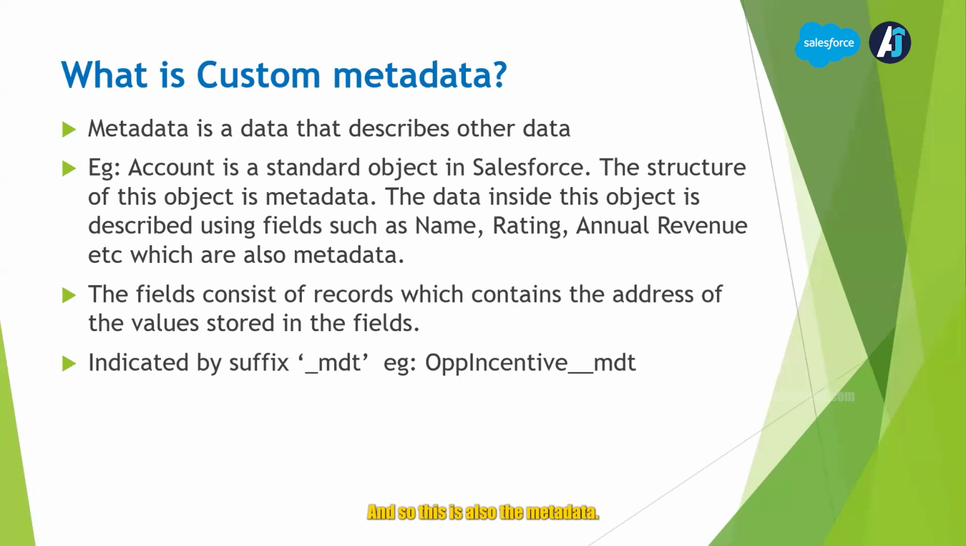So this is also metadata. The fields inside the object are also metadata. Now these fields also contain records, and these records contain the values stored in the fields. So these records are also metadata. Metadata is indicated by a suffix, underscore MDT. I'll show in the org how metadata is indicated.